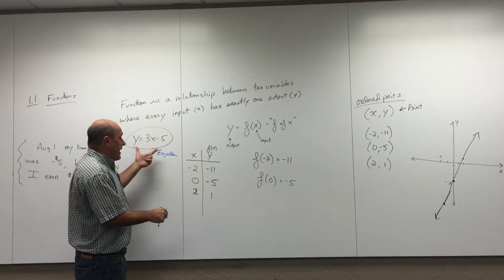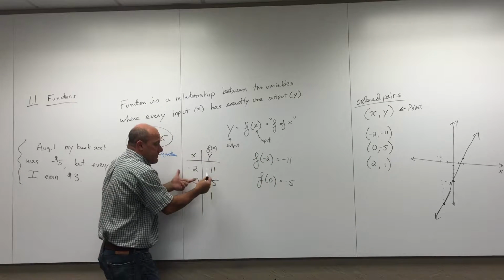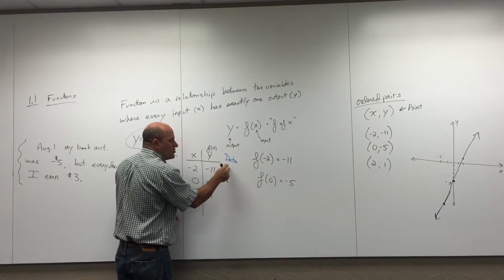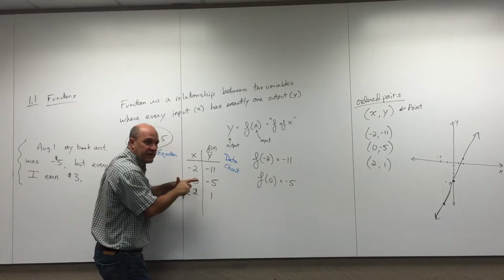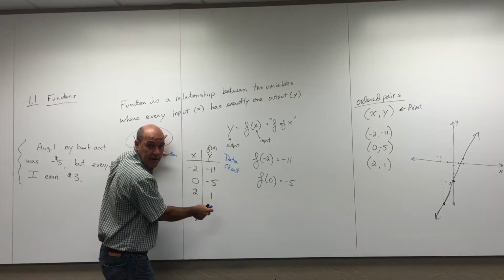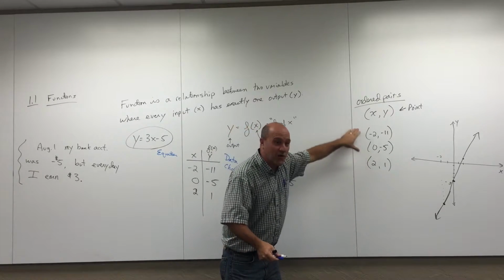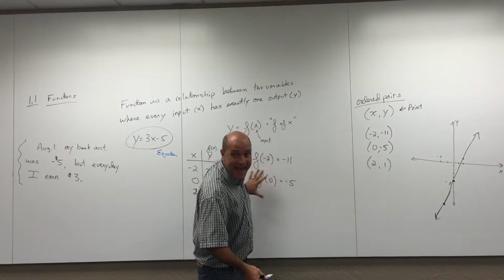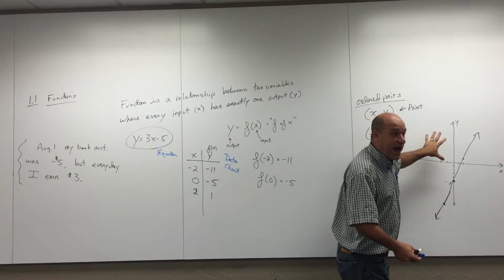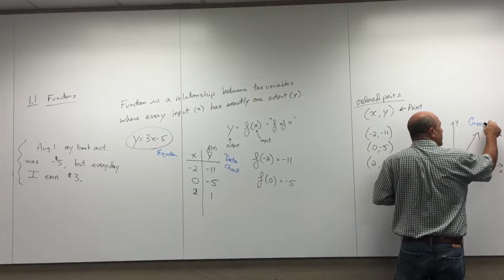But very quickly, here's the same function, but now it's in data form, or chart form. Forget the equation for a minute. Here's a function in data form. And then there's the data also organized as points. This is all the data. And then that data led to what we call a graph. So this is a graph, a picture of the function.